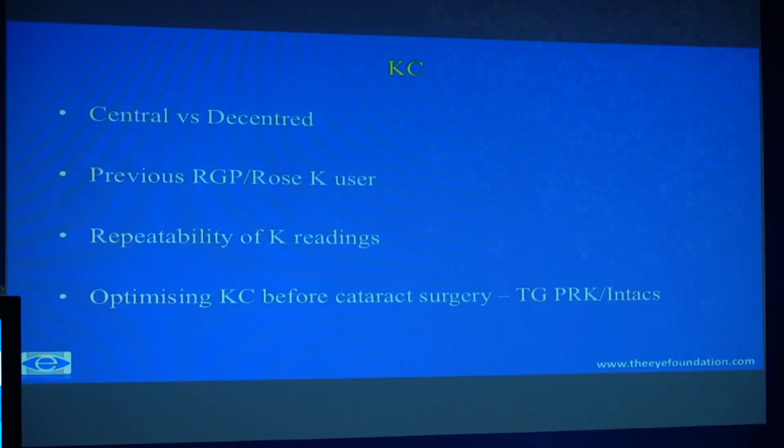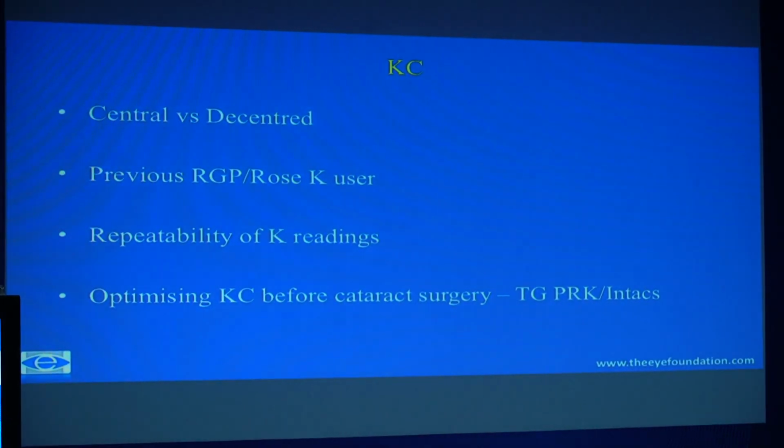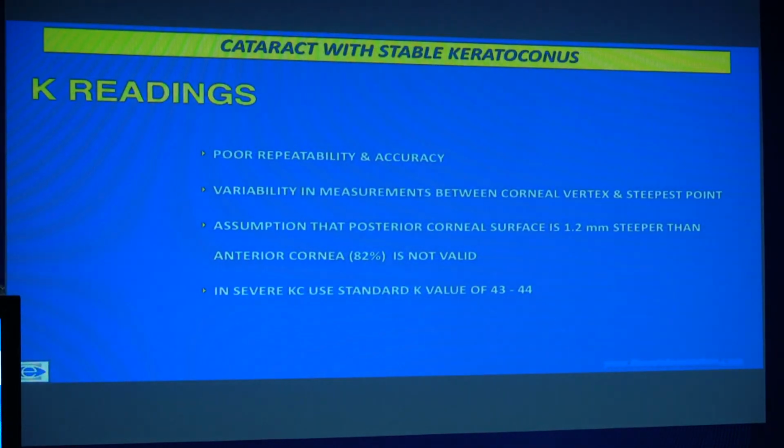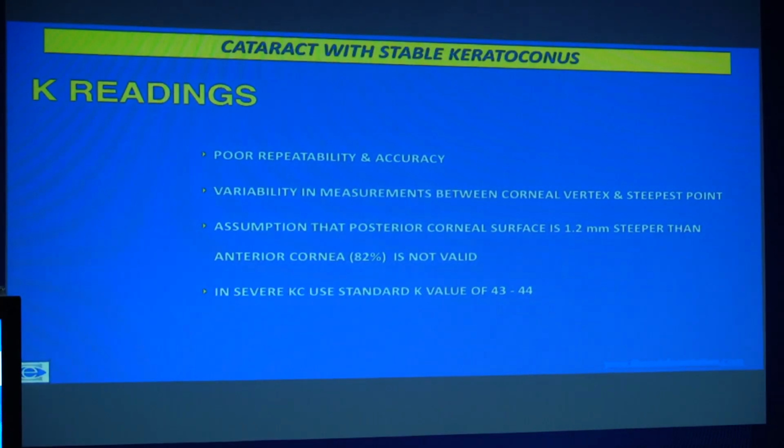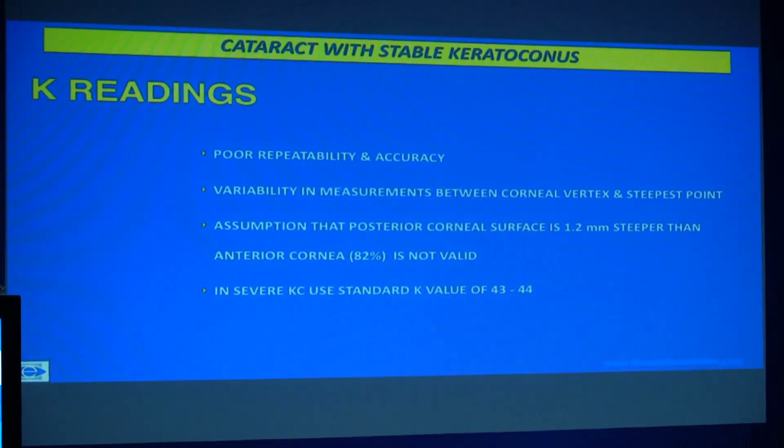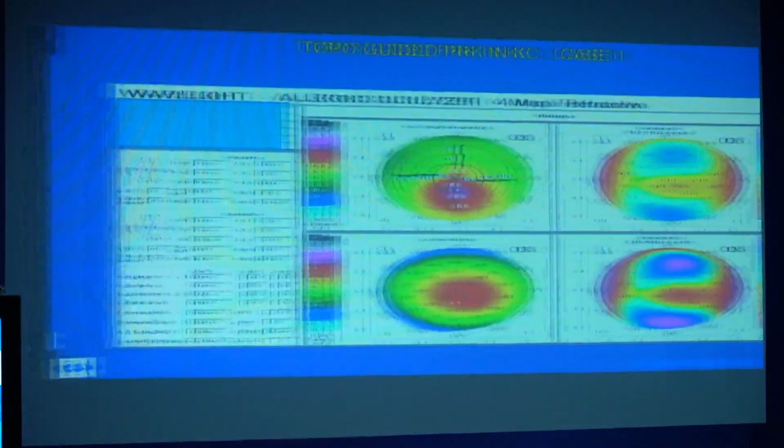Moving on quickly to keratoconus, challenge is whether you have centered or decentered cones, whether the patient was a previous RGP user. Again, repeatability of K readings becomes a challenge. So one of the main challenges is we assume there is a fixed ratio between the anterior and posterior cornea in all our calculations, and this can also be altered in keratoconus, and this is another facet which makes biometric calculation for cataract surgery difficult.